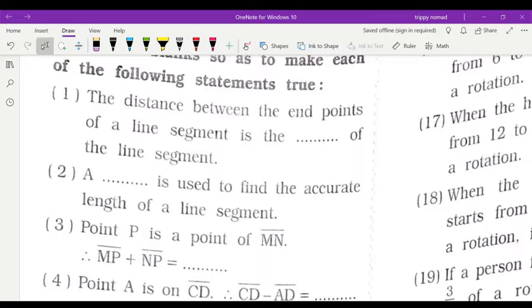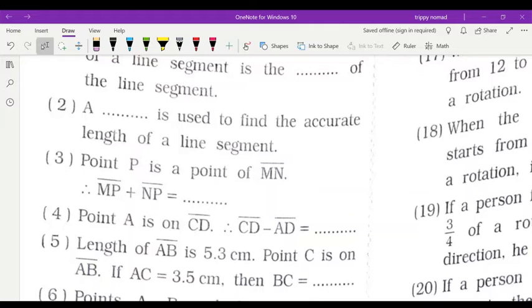Now question number 2: A dash is used to find the accurate length of a line segment. Which instrument is used to find the length of a line segment? In the geometry box you know very well that it is the divider. What is that instrument called? Divider.